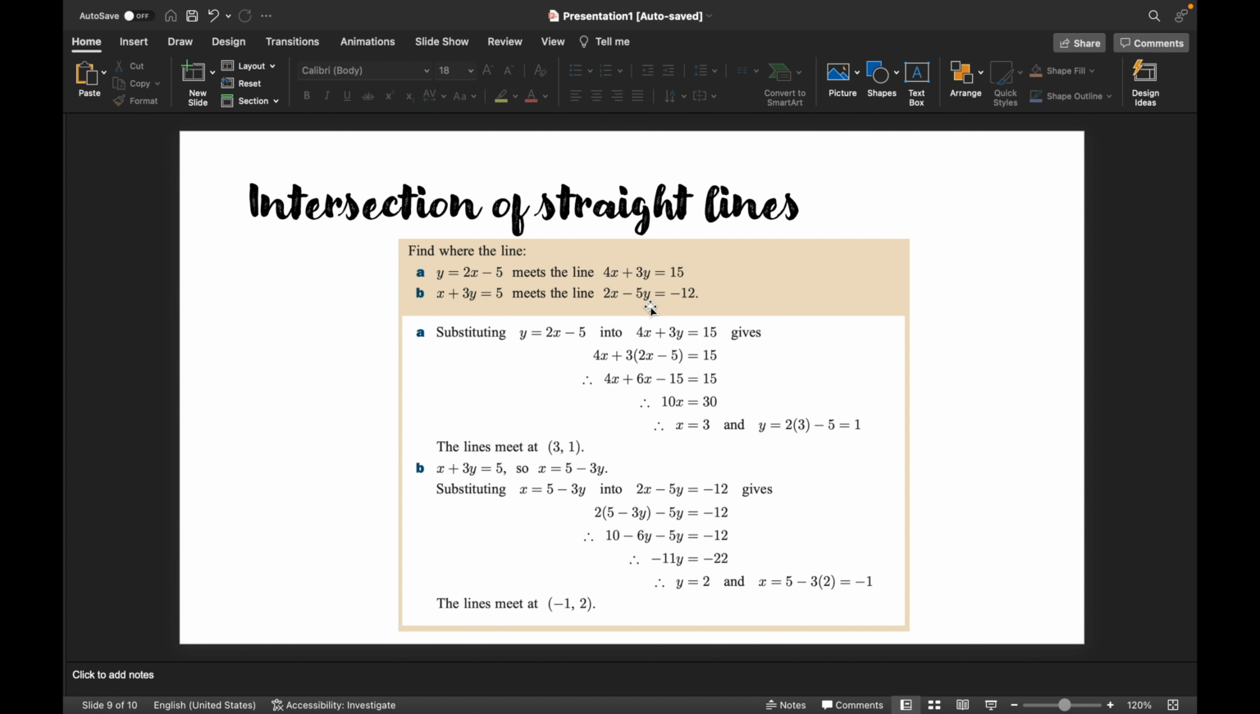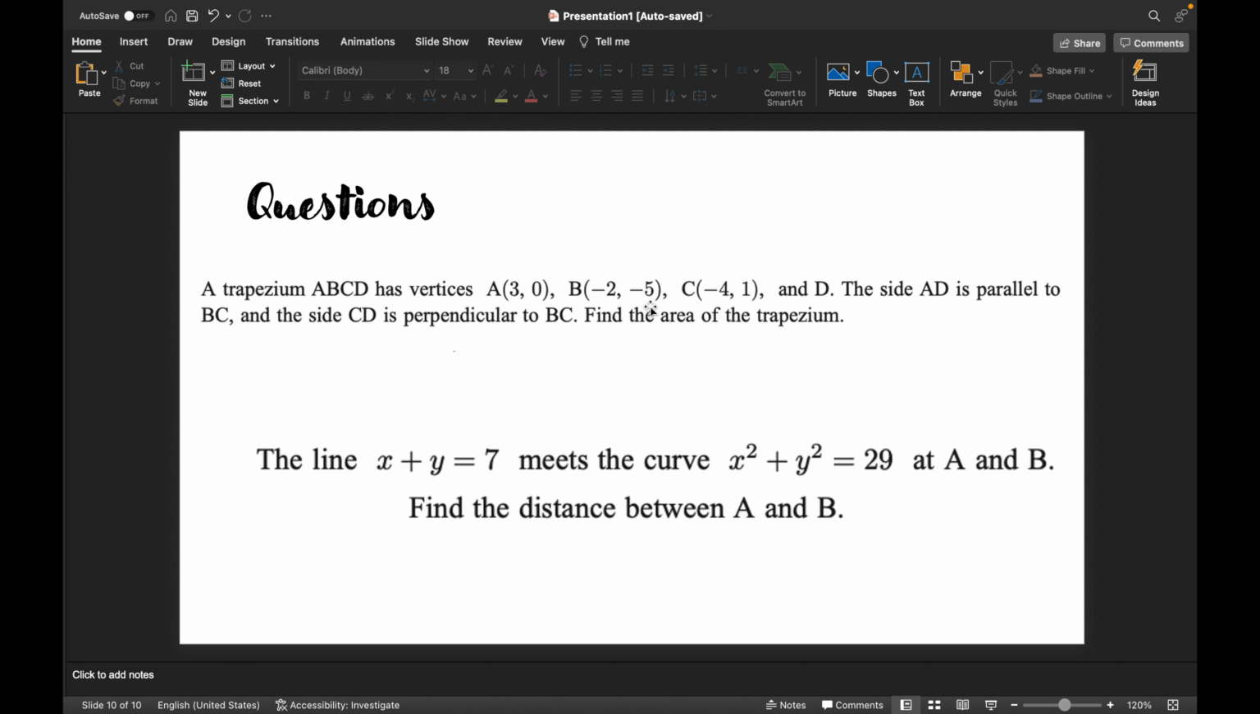This is very easy. You just have to equate them together, or you have to substitute one of the equations into the other equation, and you have to find the value of one variable. And after you get that, you can plug the value of that into any one of the two equations in order to find the intersection point. So that's very simple. And now let's move on to the questions. So let's solve the first one.